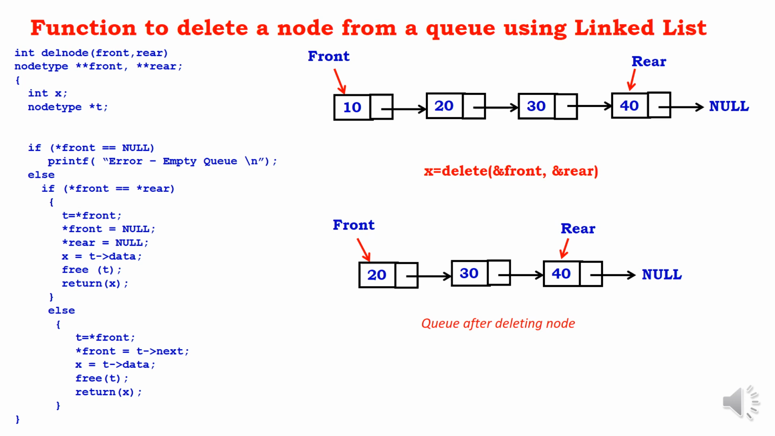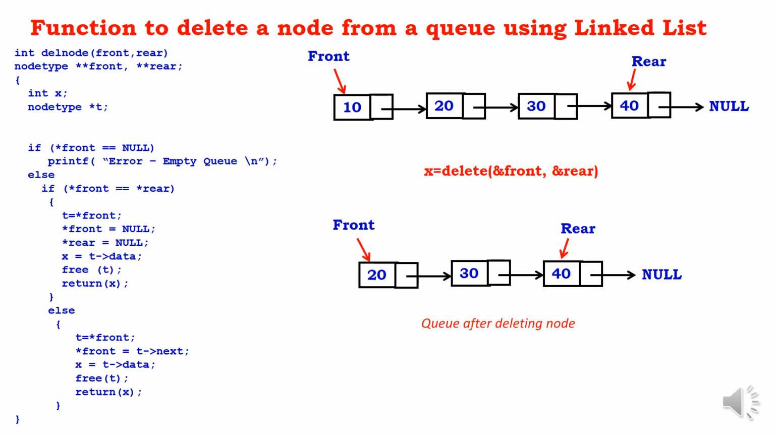Let me explain the function to delete a node from a queue using linked list. Again, there is a linked list. The linked list contains four nodes. It has two ends. One end is the front end, the other end is the rear end.